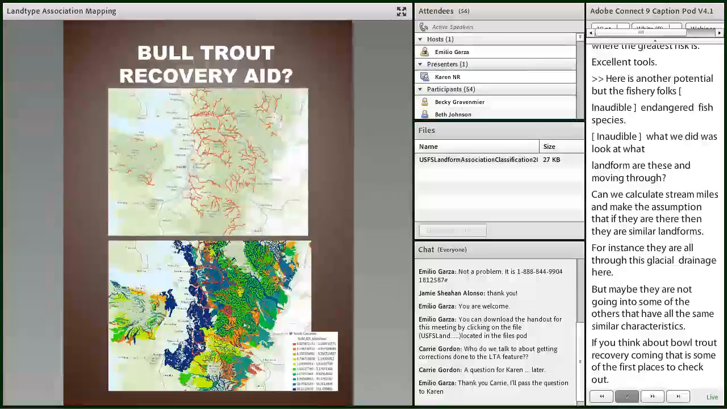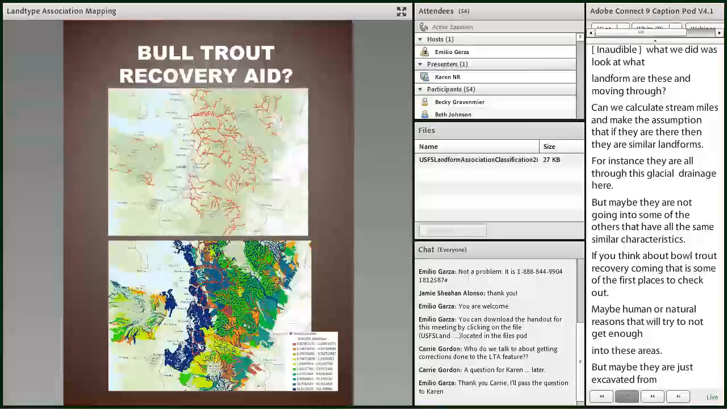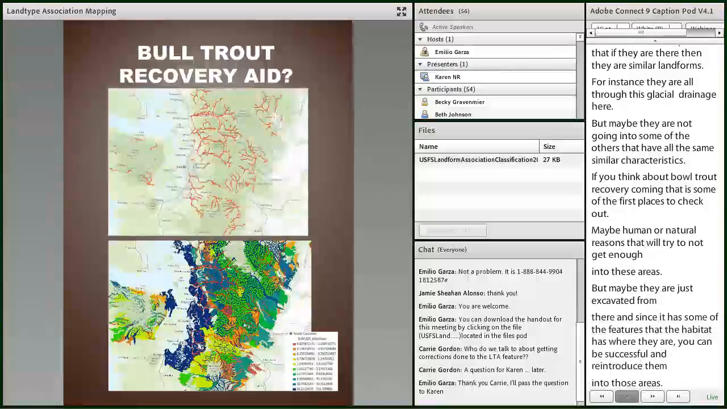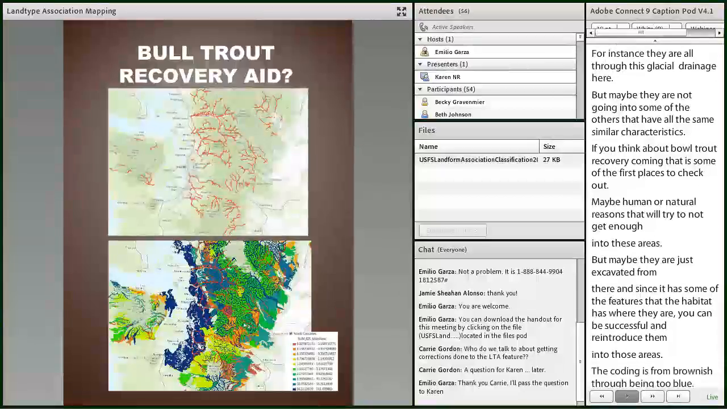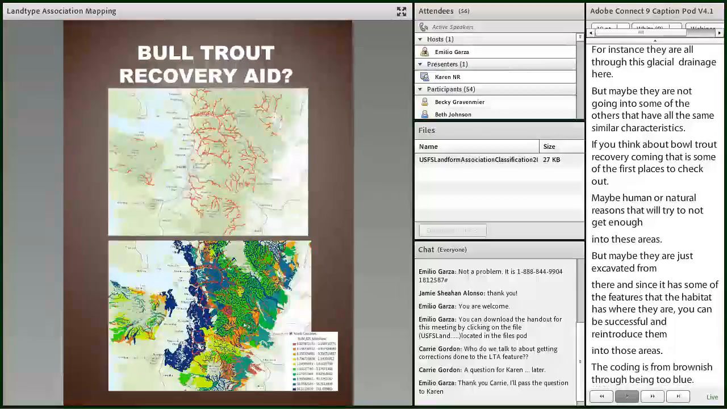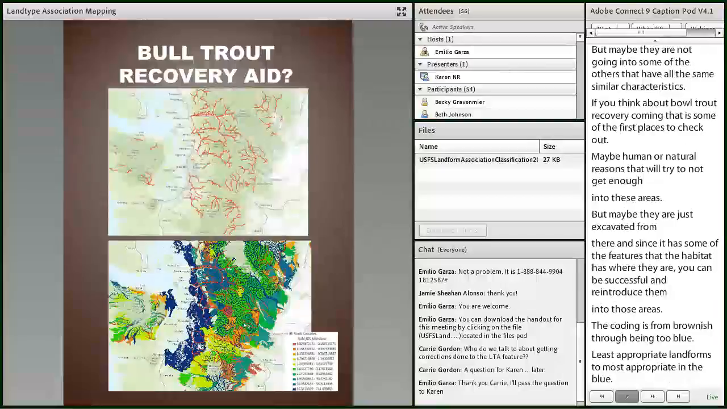But maybe they're just extirpated from there, and since it has some of the features that the habitat has where they are, you could be successful in reintroducing them into those areas. So the coding is from brownish through green to blue, for least appropriate landforms to most appropriate in the blue. So if you just focus on these dark and darker blue areas, those might be your highest recovery potential. So I sent this to the fisheries bios.